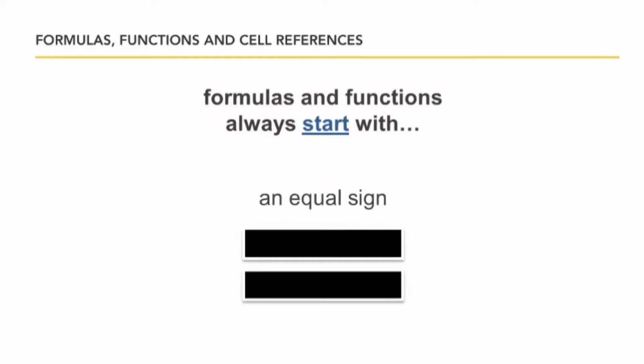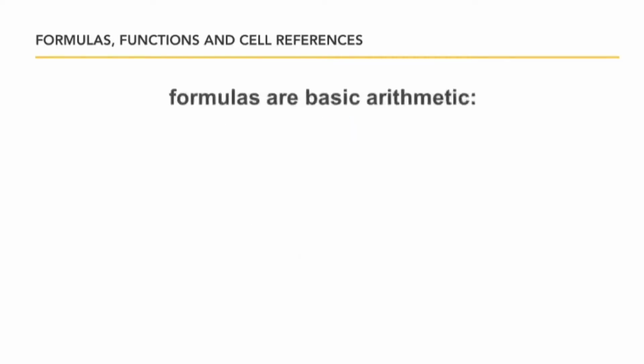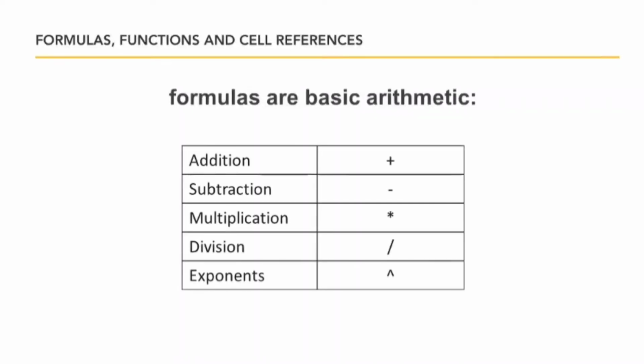There's never any exception. When you're calculating on pencil and paper, well, the equal sign comes in the middle, doesn't it? Well, that's not the way it is with Excel. With Excel, you always start it at the beginning. So let's talk a little bit about formulas. Formulas are basic arithmetic: addition, subtraction, multiplication, division, and exponents. And if you're not familiar, an exponent is simply raising something to a power, like if you're taking a number and squaring it or cubing it.